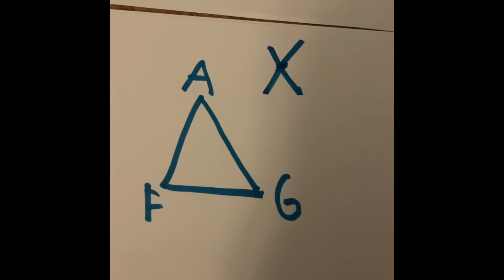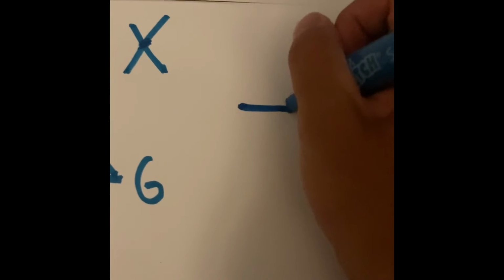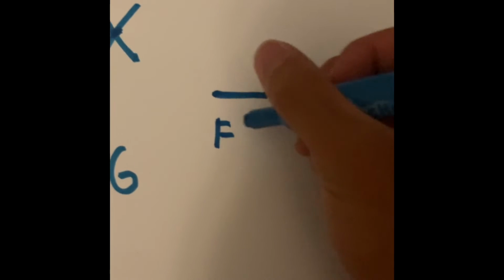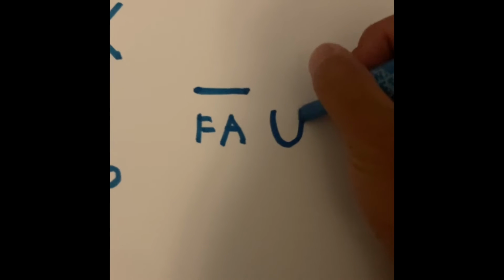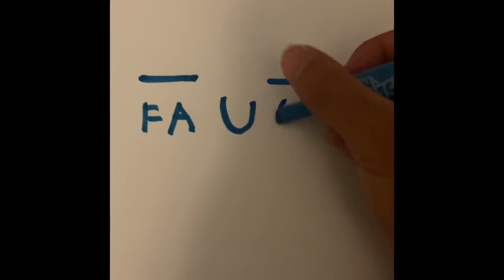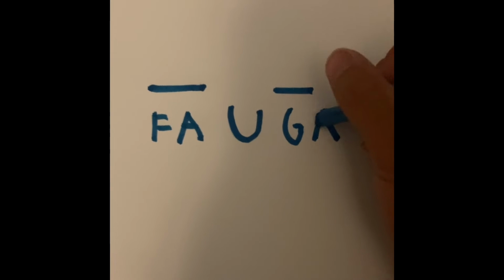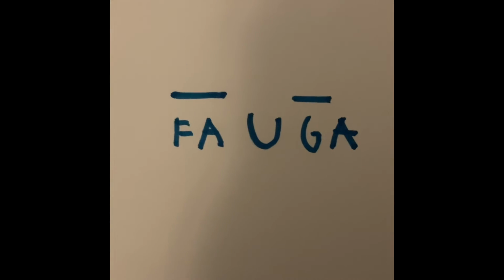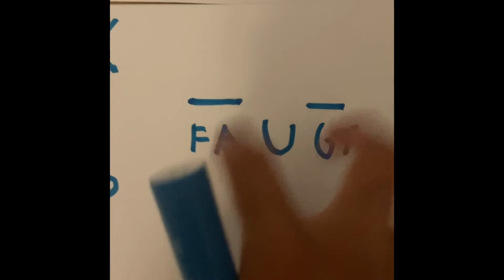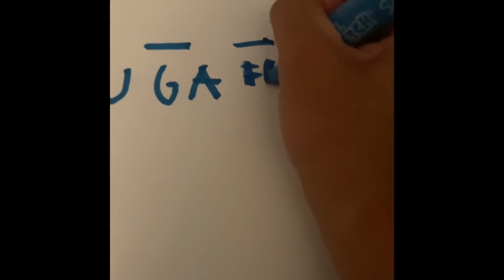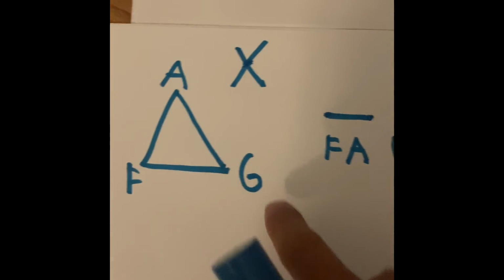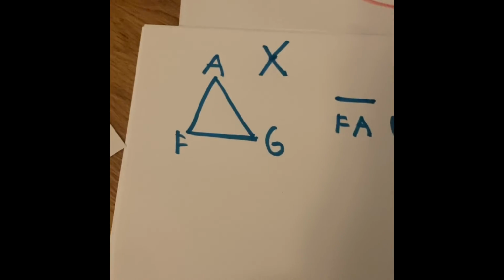Let's make a statement. We already said that segment FA can be union to the segment GA. You can also say that these can be a segment with union with FG. So basically, we can use that as a union.